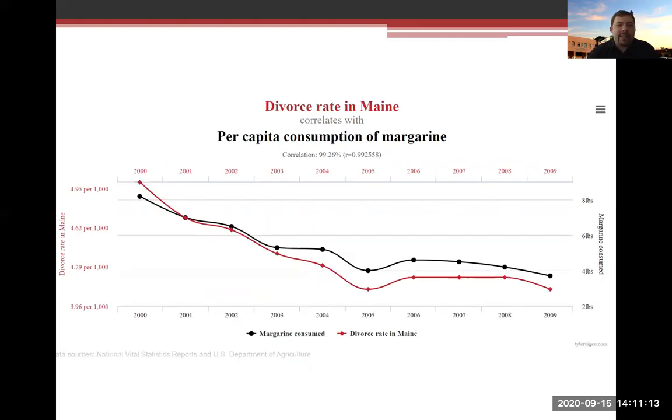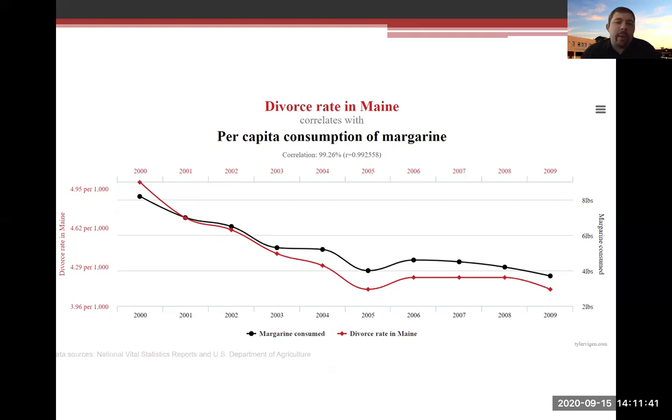Here's another great example of this. And again, look at the power of this correlation. From 2000 to 2009, there is a 0.99 strength of the correlation between the divorce rate in Maine and the per capita consumption of margarine. So as fewer people get divorced, fewer people consume margarine. And so when we look at these things, we can't find cause. We just have to say there's some weird things out there.